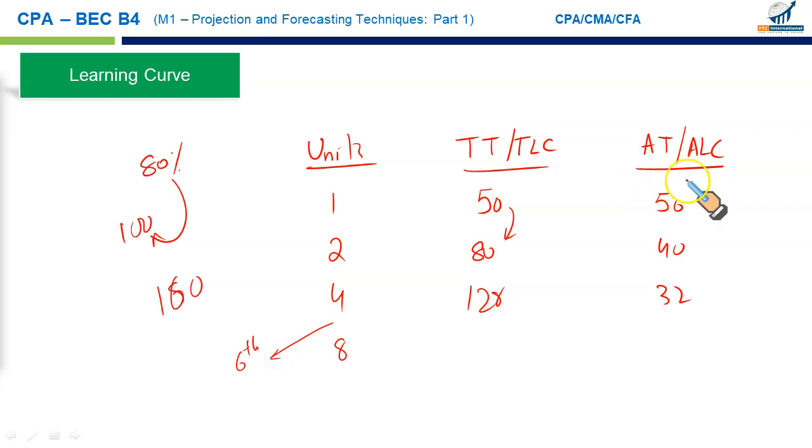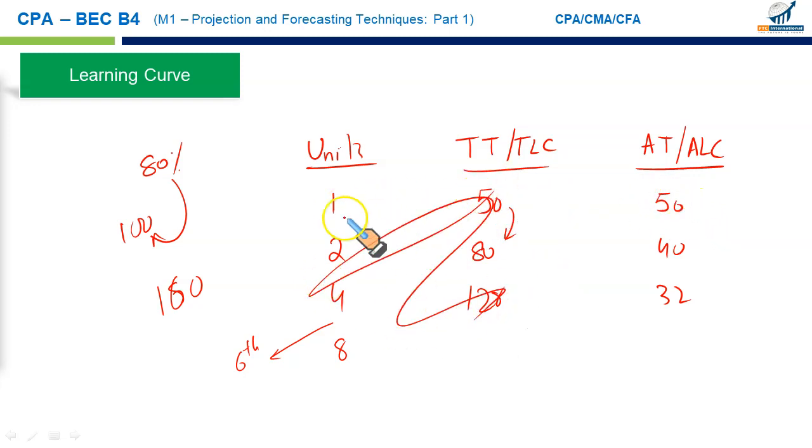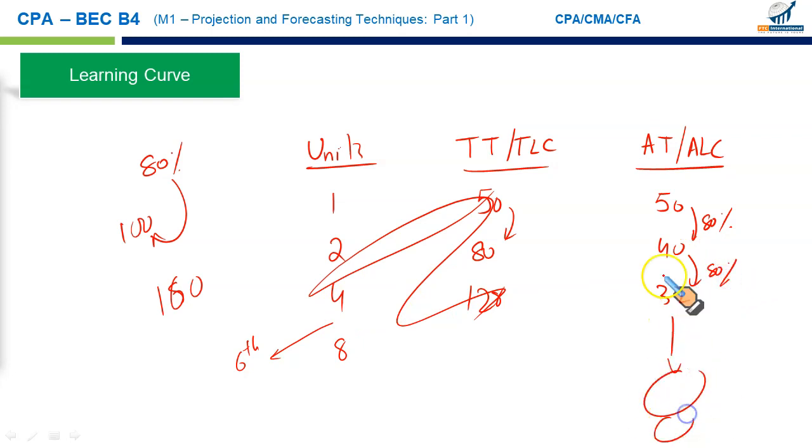Now, sometimes you are required just to calculate the average time or the average labor cost. In that case, just take the last column only. Let's say we don't have these numbers. First unit took 50 hours. What would be the average time when 2 units are completed? Simply 80% of 50, which is 40. When the output is doubled from 2 to 4, what is the cumulative average time when 4 units are completed? So 40 is 80%, 32. So you can find out the last column yourself in a quick way that I've just told you.